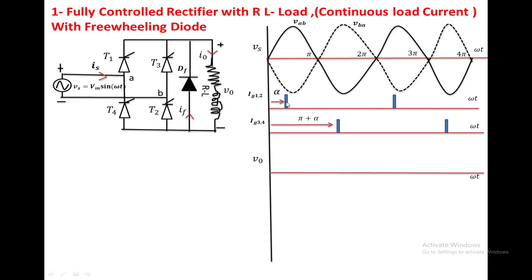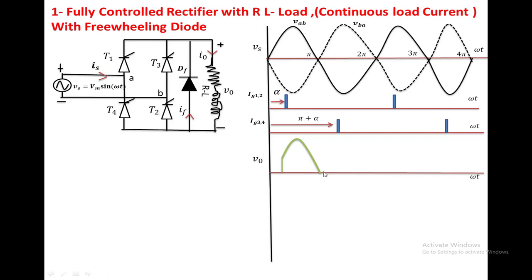At alpha, T1, T2 is on, so the output voltage just follows the input voltage of T1, T2, that is VAB voltage up to pi. After pi, T1, T2 is forced to conduct because of this inductance. So the load is subjected to the negative voltage. So the diode is forward biased.